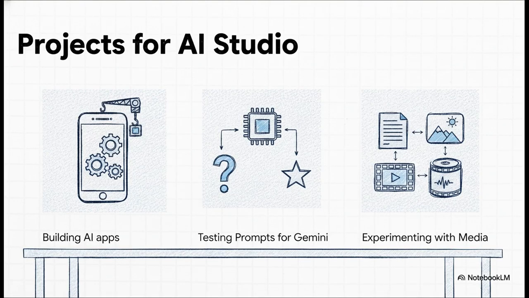But then you step into the Google AI Studio, the workshop, and the whole game changes. This is where you go to build brand new AI apps from the ground up. It's where you go to prototype and test prompts for the Gemini models, or experiment with how AI can handle not just text, but images and video too.